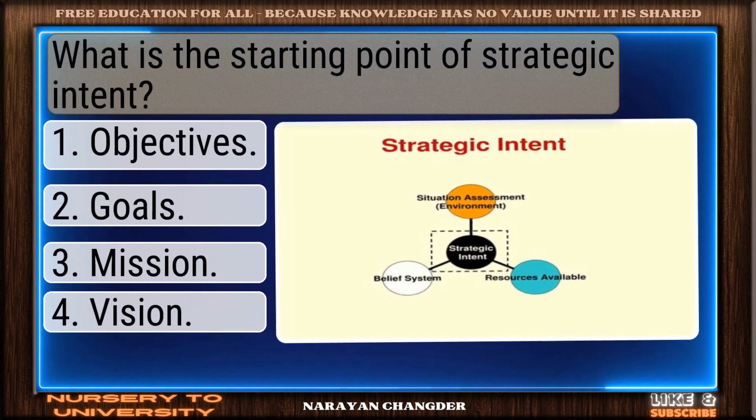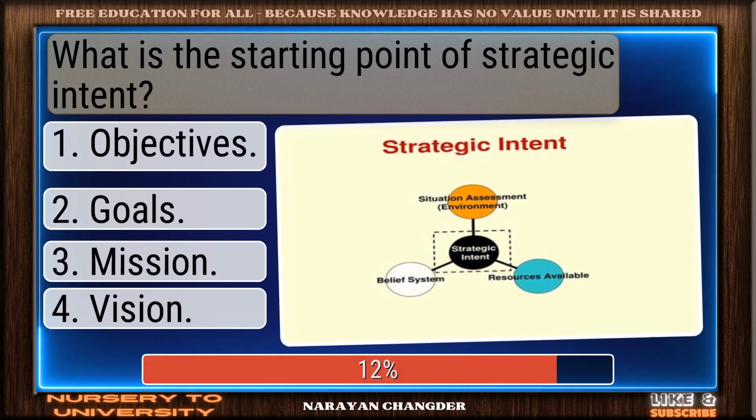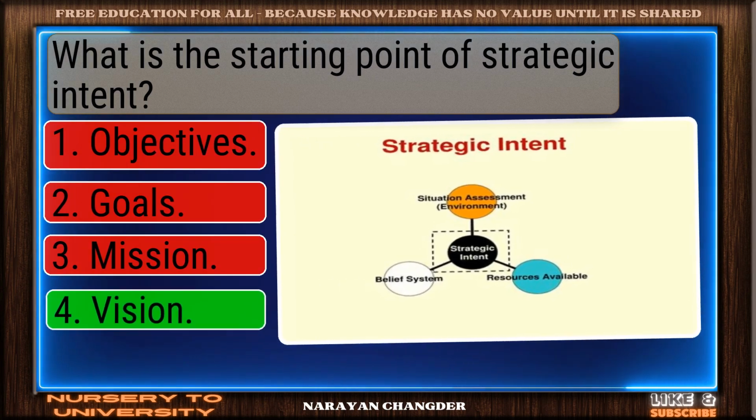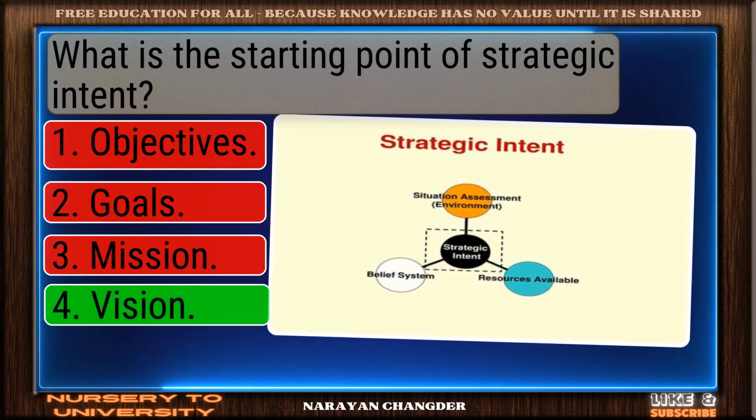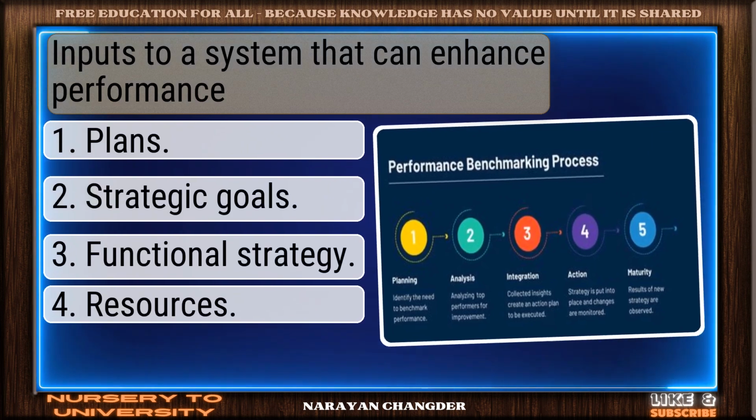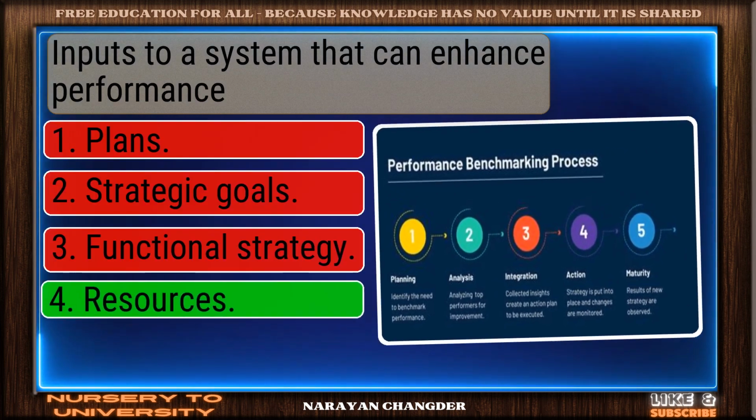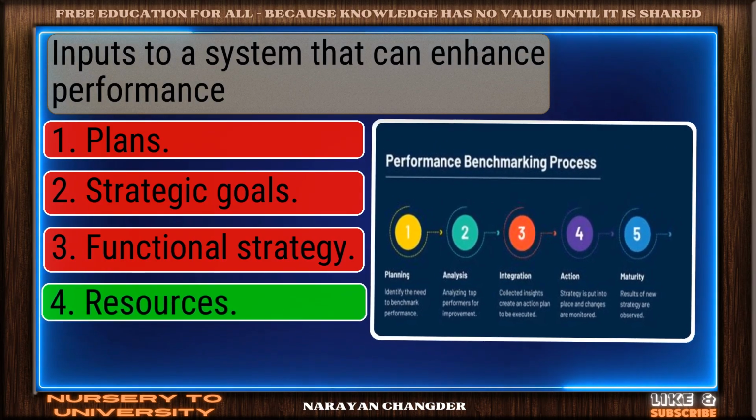What is the starting point of strategic intent? Good thinking. Vision is the right answer. Inputs to a system that can enhance performance. Smart pick. Resources is the correct choice.